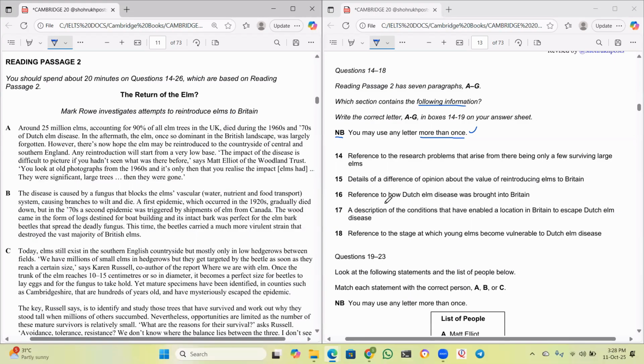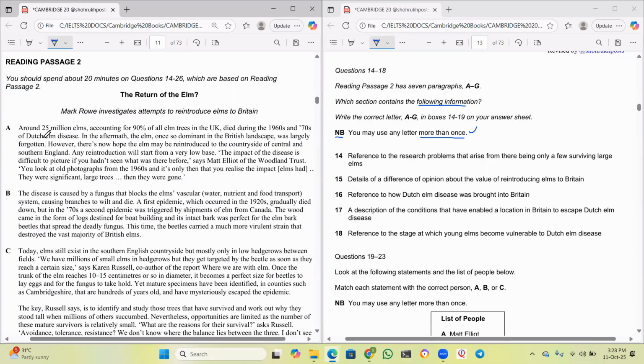My strategy for this type of question is to read the paragraph first, and then come to the questions and see whether anything is matching or not. It means I'll read paragraph A first, then come to questions 14 to 18 and start answering them. So please follow the video carefully. Let us start reading paragraph A.